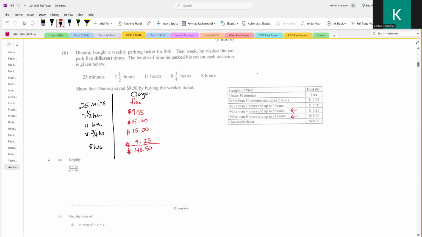Now let's compare that against a 1-week ticket. A 1-week ticket is a flat $40. So he could have saved $48.50 minus 40, $8.50, if he purchased a 1-week ticket.